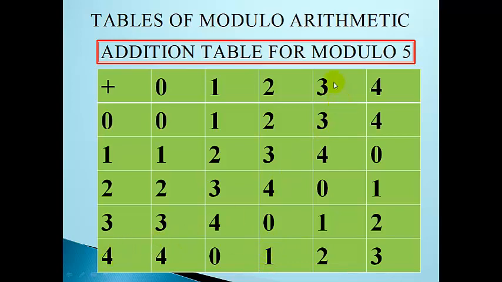4 plus 3 equals 7, and 7 in mod 5 is equal to 2. Why is it 2? This is because we have only one group of 5 in 7 and the remainder is 2. Since we are only interested in the remainder, we write only the remainder, that is 2. Now we continue. 4 plus 4 is equal to 8, and 8 in mod 5 is equal to 3. This is because we have only one group of 5 in 8 and the remainder is 3.